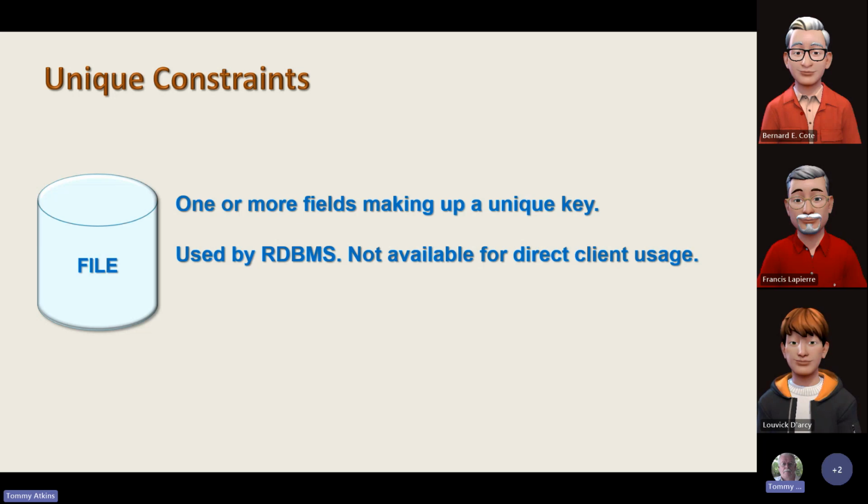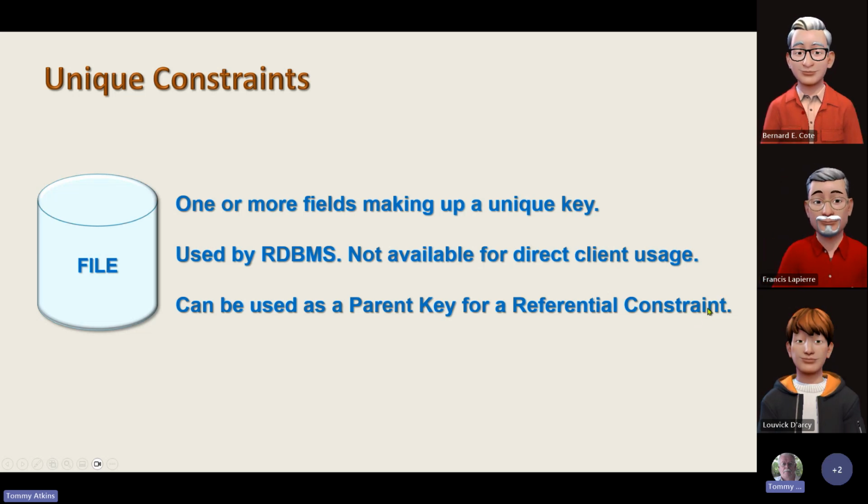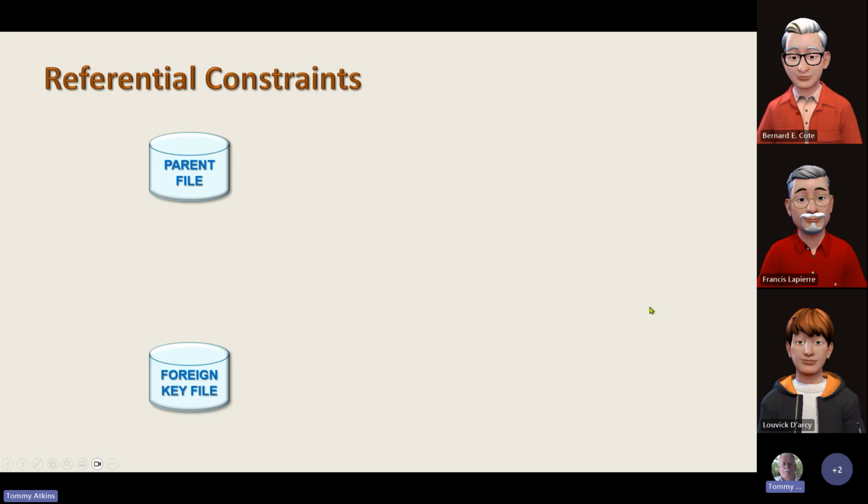That's correct. A unique key can be used as a parent key for a referential constraint. Now, this is interesting because we'll come to the referential constraint, which defines the relationship between two files. But a unique key can be used in a referential constraint. We'll talk about that when we get there.